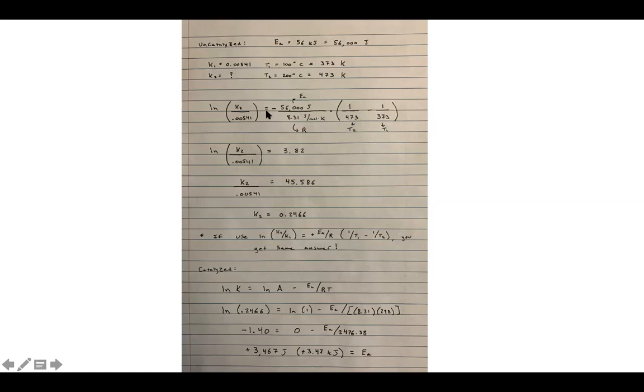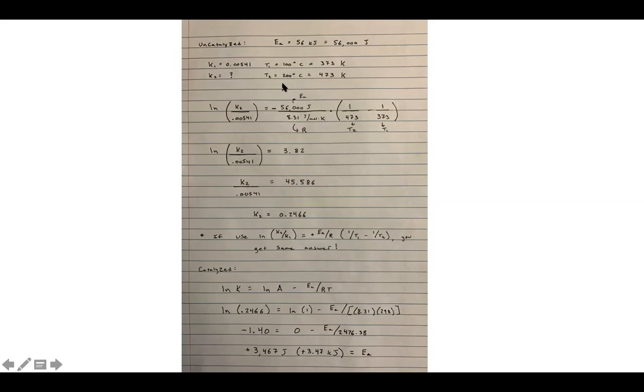Now we can go through from here. It's a lot of algebraic manipulation, and we can eventually solve for K2, which comes out to 0.2466. So that is our rate constant when we run the uncatalyzed reaction at 200 degrees Celsius.